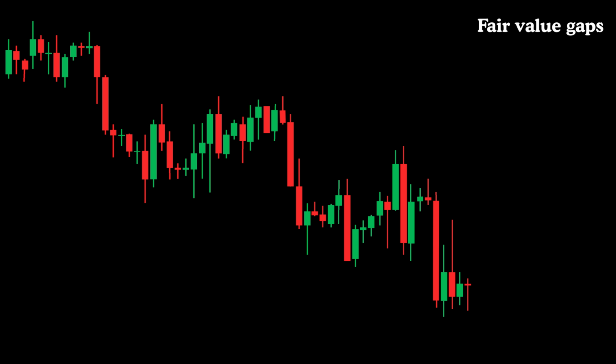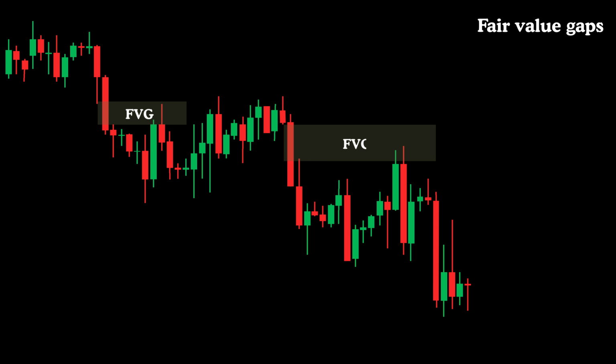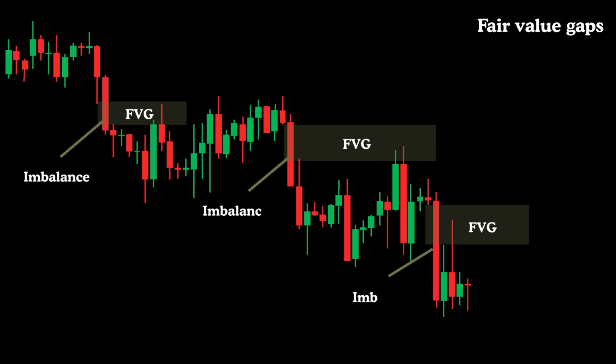Fair value gaps. When price taps into these key levels, fair value gaps become highly relevant. If you trade using smart money concepts, spotting fair value gaps should be one of your top priorities the moment you open a chart. Your eyes should go straight to them. But why are they so important? These gaps signal that major players have stepped into the market and caused significant price movement.